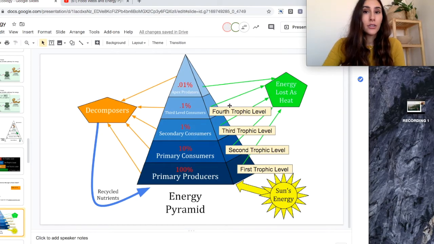Remember that in addition to some of the energy being used by the organism to stay alive, undergo cellular respiration, reproduce, etc., some energy is also lost as heat. So this is what the green arrows represent. This is what the green arrows represent, all right? And of course, like we said in the previous discussion, the main source of all this energy that we see here is the sun, okay?